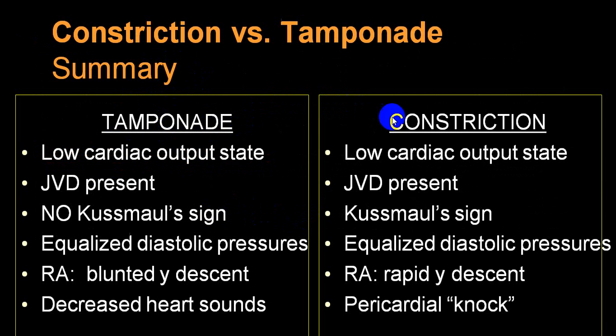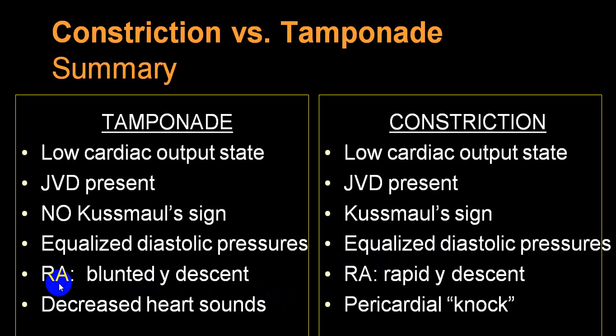Cardiac tamponade, you will have to differentiate from constrictive pericarditis. In cardiac tamponade, there is a low cardiac output. Also, in constrictive pericarditis it is low cardiac output. JVP is distended. Here also it is distended. In cardiac tamponade, you will not be able to demonstrate Kussmaul's sign, while Kussmaul's sign is very characteristic of constrictive pericarditis. There is an equalized diastolic pressure. Here also there is an equalized diastolic pressure.